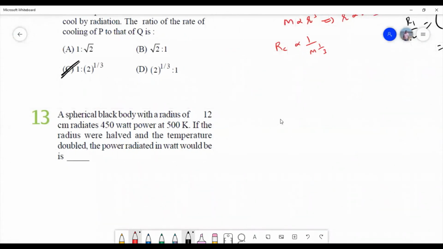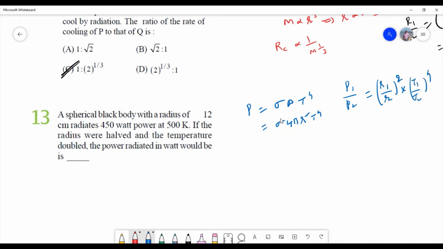And let's see the last one. A spherical body of radius 12 centimeter radiates 450 watt power at 500 Kelvin. If the radius were halved and temperature doubled, the power radiated is. So it's a direct formula based on Stefan's law. Power is equal to sigma A T power 4, nothing but sigma 4 pi r square T power 4. So P1 upon P2 is R1 upon R2 whole square into T1 upon T2 whole power 4.